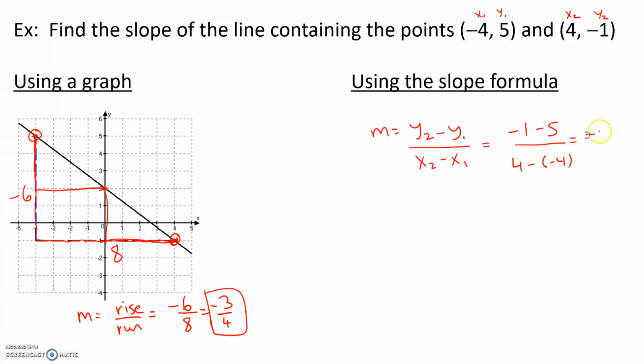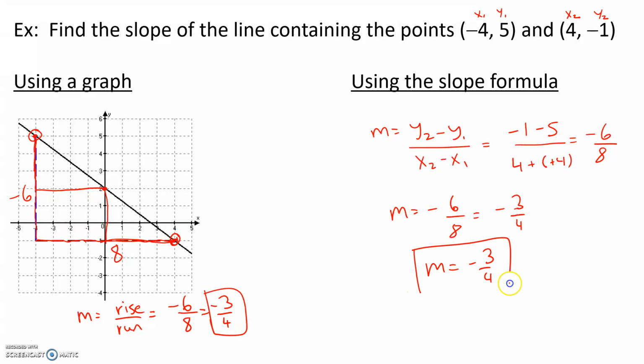-1 minus 5 is -6. When you have two negatives in a row, that becomes a positive. 4 plus 4 is 8. So our slope is -6/8. If you have any fraction, it needs to be reduced. So -6/8 is going to reduce to be -3/4. So the slope of this line is -3/4. Notice it's the exact same answer we got by calculating the slope graphically.